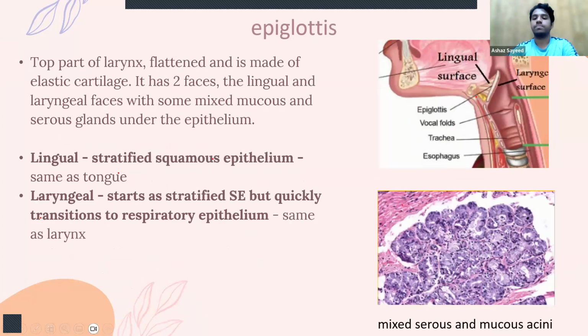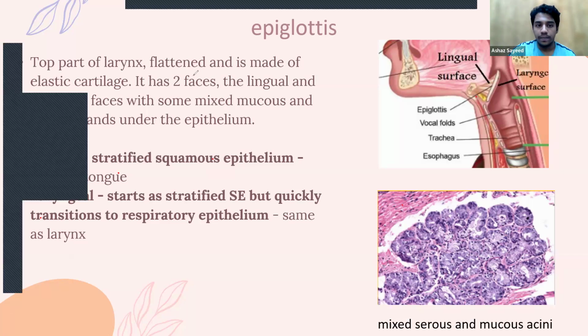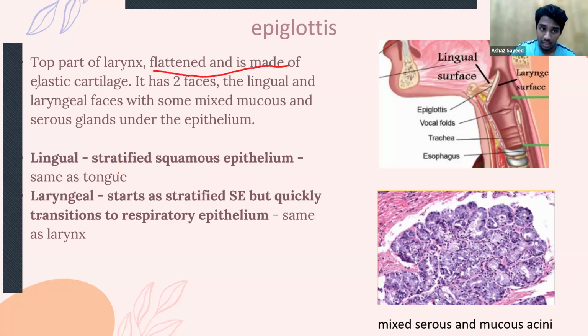So epiglottis. Okay. We had the pharynx, we had the larynx, and we had the epiglottis. The epiglottis basically covers the larynx. This is the top part of the larynx and it's flat and it's made up of elastic cartilage. This is an important point. It's flattened and it's made of elastic cartilage. And it has two faces.